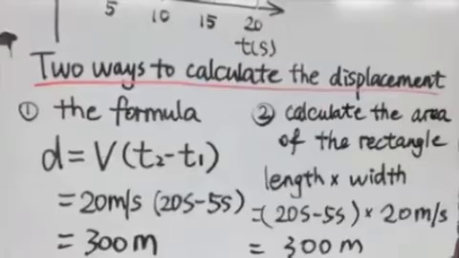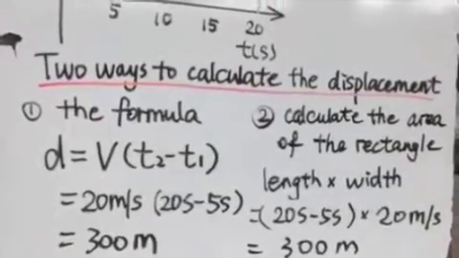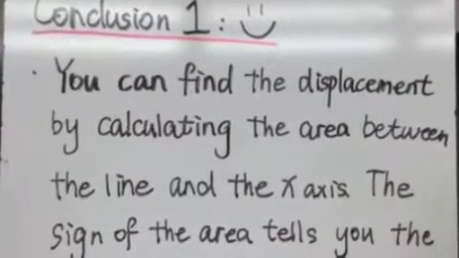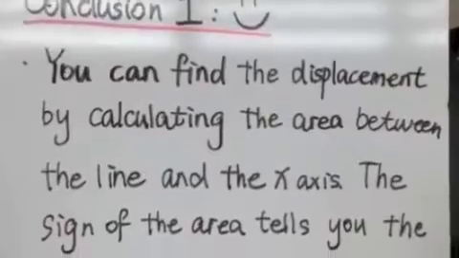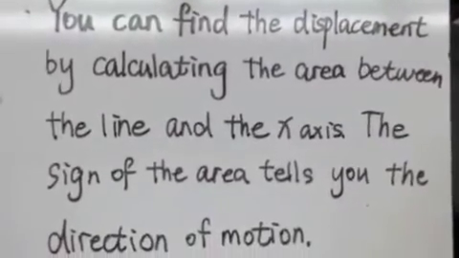Therefore, the area in the velocity time graph represents the displacement the car traveled. Therefore, we can get our conclusion 1. You can find the displacement by calculating the area between the line and the x-axis. The sign of the area tells you the direction of motion.